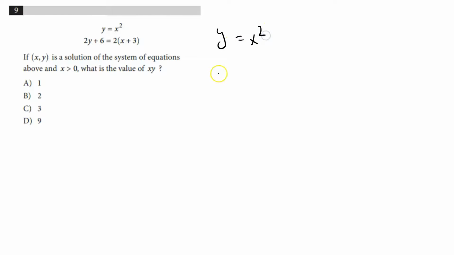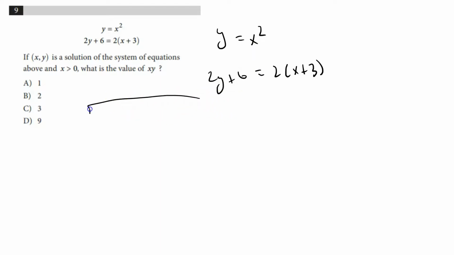So let's write this out here. This is a system of equations, but it's a little different from the usual linear ones we see all the time. And usually in those, I personally like using the elimination method, but this is a little bit harder to do, so I think I'm just going to use substitution and replace y everywhere with x squared.